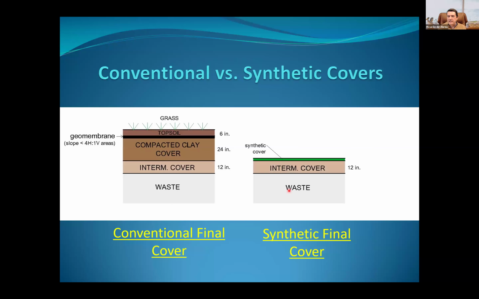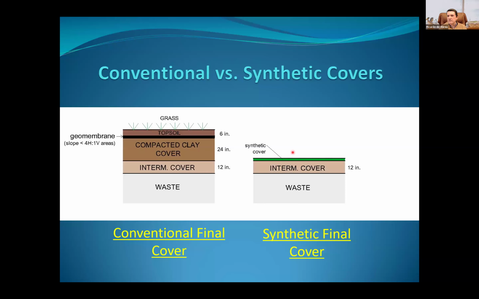Now, the synthetic final cover is getting more attention, and it has been for a few years. This is not a new technology, but I think there are a lot of improvements in the synthetic cover or synthetic geomembrane areas that we are using more and more. So you have the waste, we have 12 inches of intermediate cover, exactly like that. But instead of constructing the compact cover, you can put a synthetic cover here, which can be artificial turf or exposed geomembrane. And we're going to go into a little more detail on how that works.